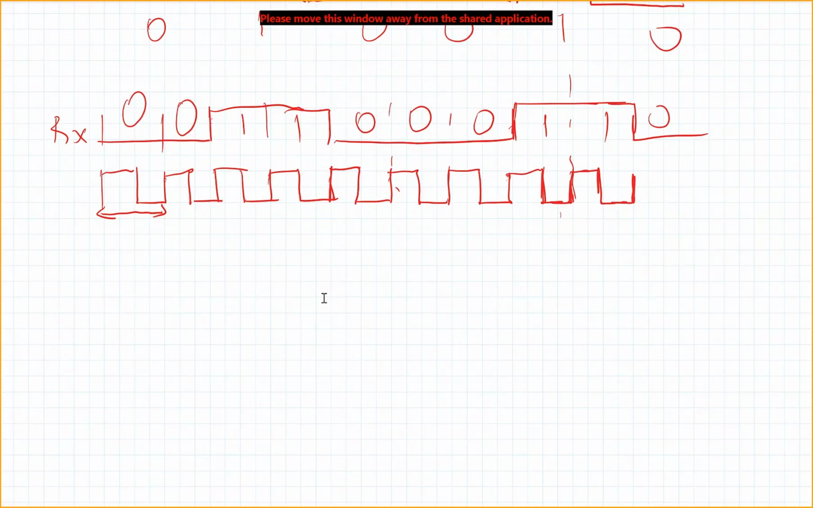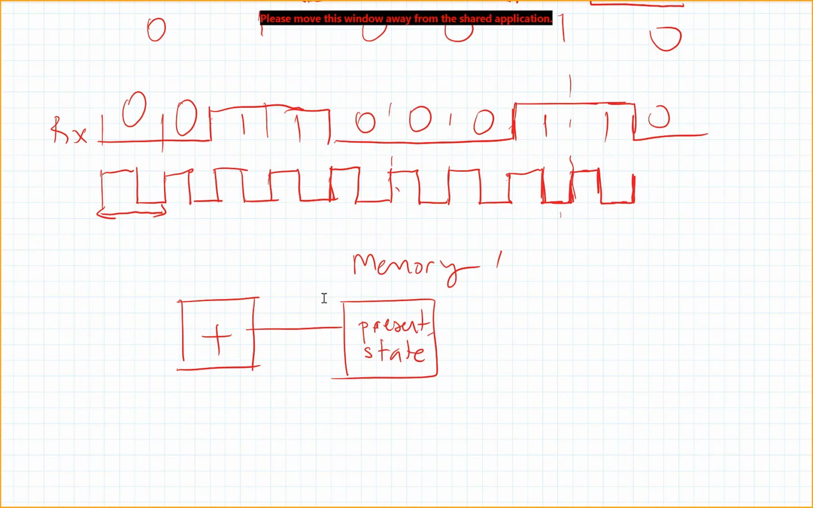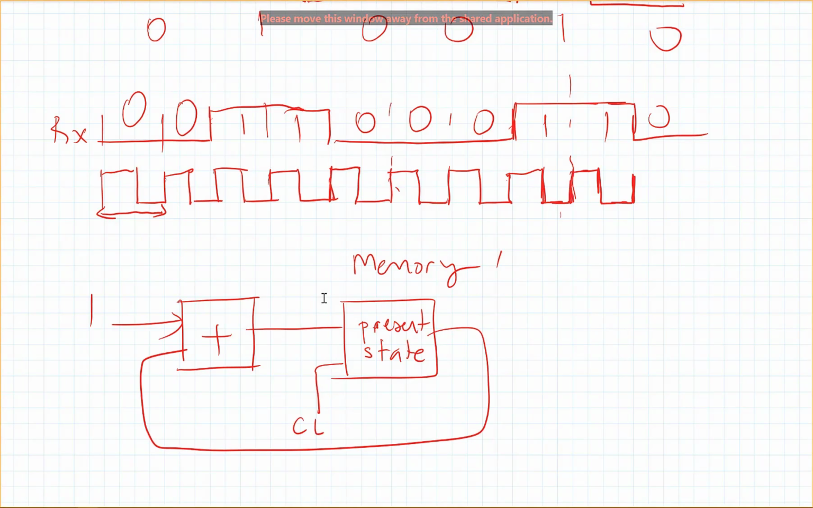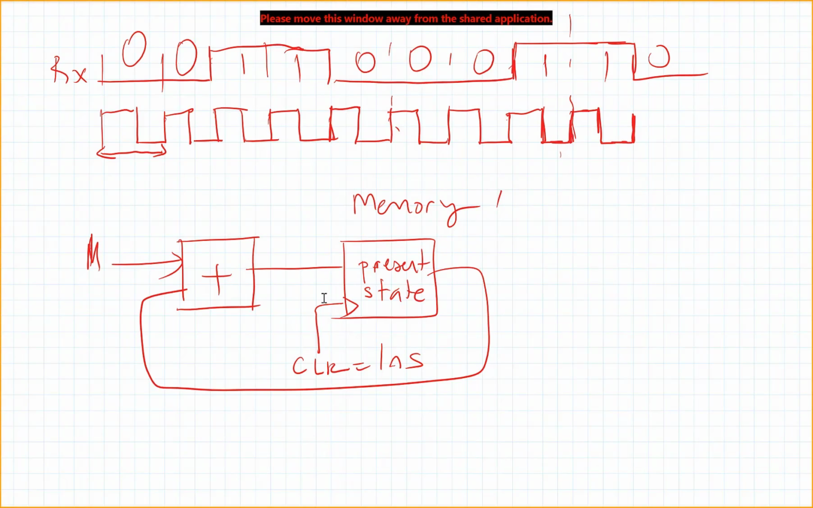One main application of this, as I said, is finite state machines, right? So let's say I have an adder here and I have some kind of memory here. I will be keeping my present state within this memory. And let's say this is 1. This might be my clock signal. Let's say this clock has a 1 nanosecond period. So every 1 nanosecond, I am adding 1 to my present state, and I will be changing my present state.